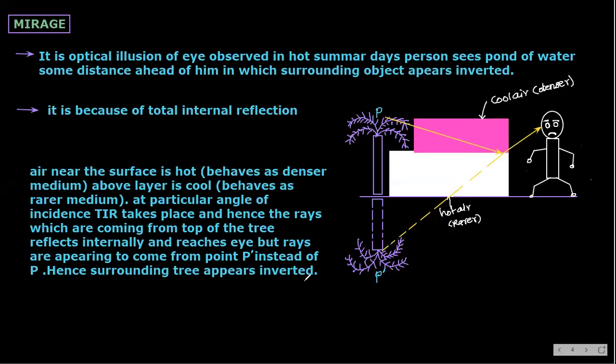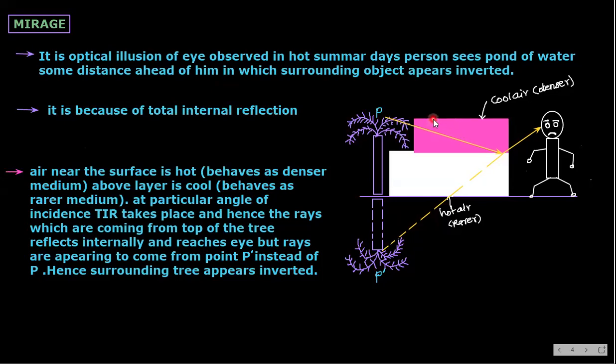So see the next topic, that is mirage. This mirage is nothing but an optical illusion. Okay, what is this? Optical illusion. They may ask you a question for 4 marks also. So see what happens when you are walking on hot summer days in a desert or on a road also, you will feel that there is some water ahead of you. Yes or no?